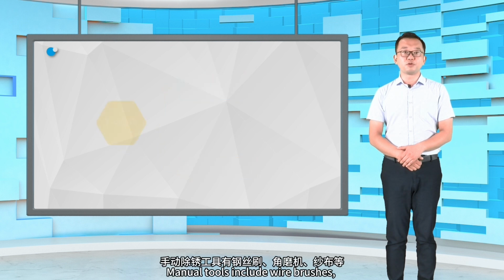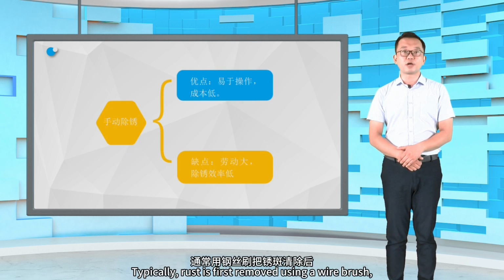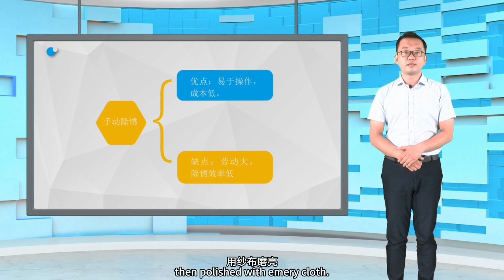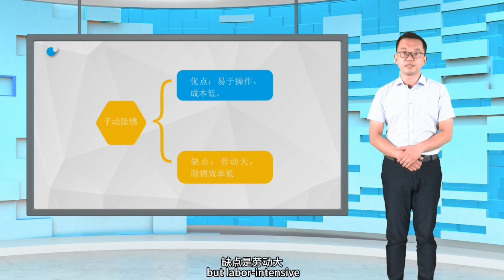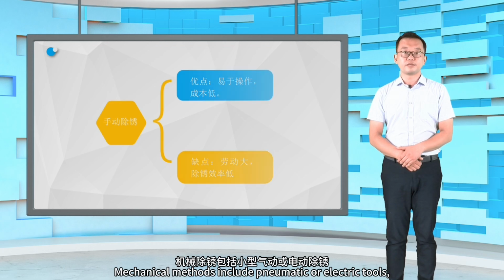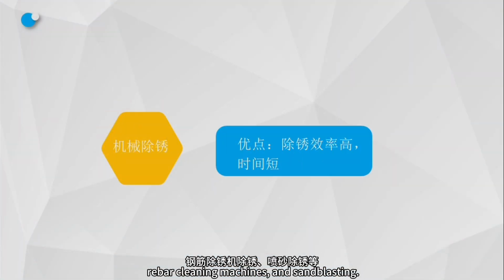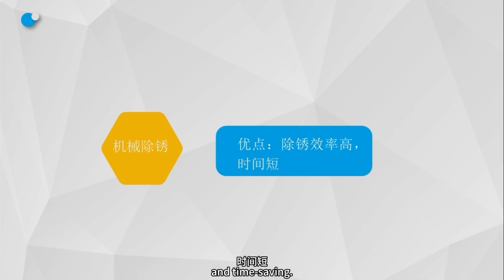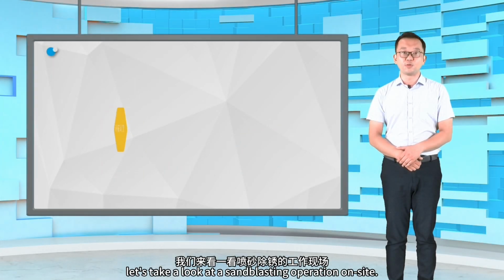Manual tools include wire brushes, angle grinders, and emery cloth. Typically, rust is first removed using a wire brush, then polished with emery cloth. This method is simple and low-cost, but labor-intensive and inefficient. Mechanical methods include pneumatic or electric tools, rebar cleaning machines, and sandblasting. These methods are highly efficient and time-saving. Next, let's take a look at a sandblasting operation on site.